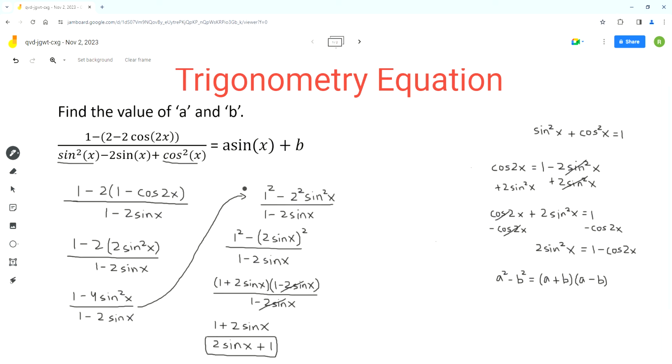Now we have to find the values of a and b. So a here is the coefficient of sine x. In this case, the coefficient of sine x is 2. So that means the value of a is 2. And b is the number being added to the sine x term. And in this case, b is 1. So this should be the final answer for this problem. So these are the steps you have to keep in mind to solve this type of problem.